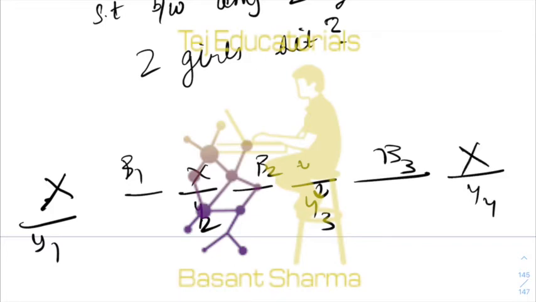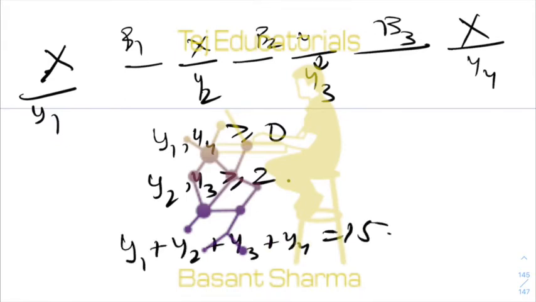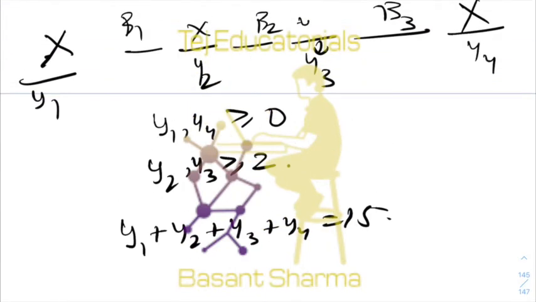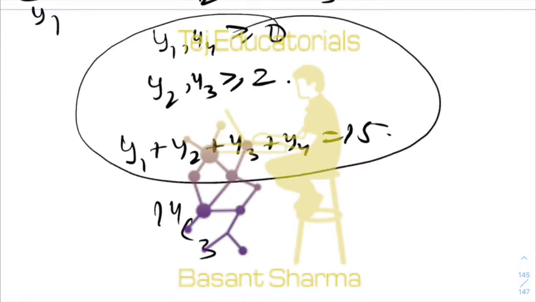Now clearly Y1 and Y4 can be greater than or equal to 0, but Y2 and Y3, both of them should be greater than or equal to 2. So essentially what you are saying is you want the number of solutions to this equation. Once you find the number of solutions to this equation, that will be nothing but 14C3. Number of solutions to this system is 14C3.